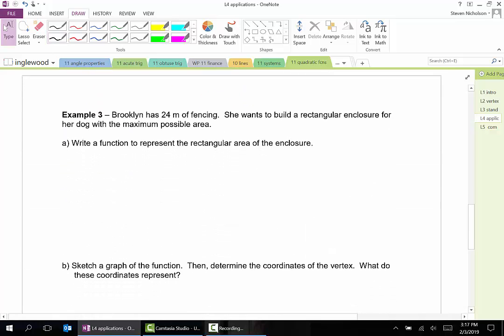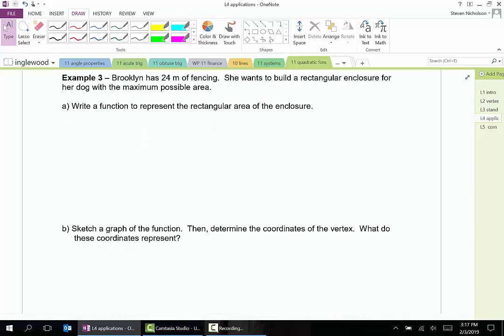Okay, let's look at another example, a fencing example, a box example. They're classic. And one of the reasons I chose this example is it's always a good idea to draw a picture that really helps your brain. So she wants to build a rectangular enclosure. So here's my rectangular enclosure. I draw all my rectangles like that. The perimeter is 24 meters of fencing, and I'm going to label my L and W.